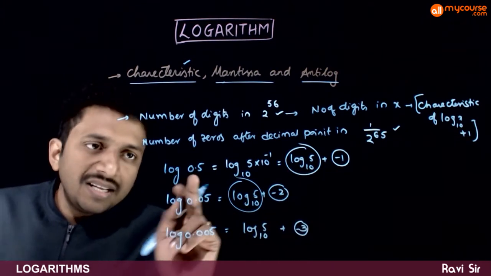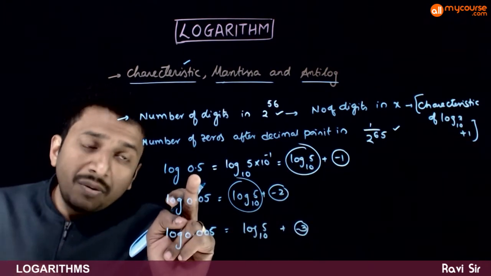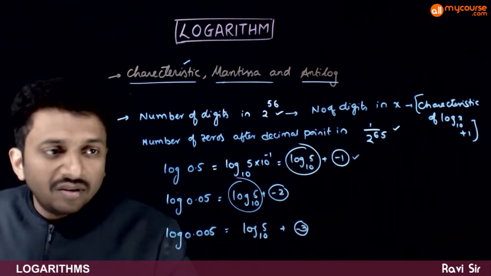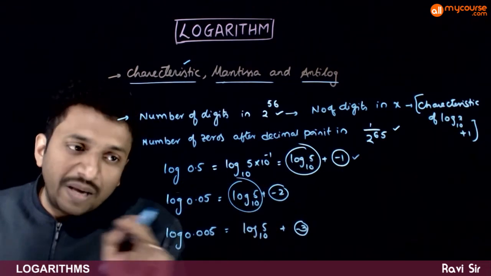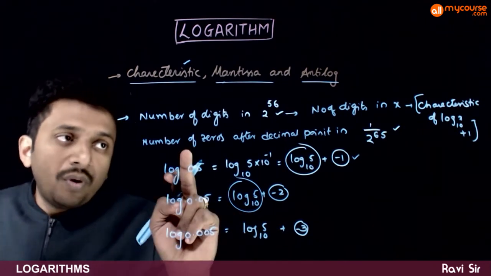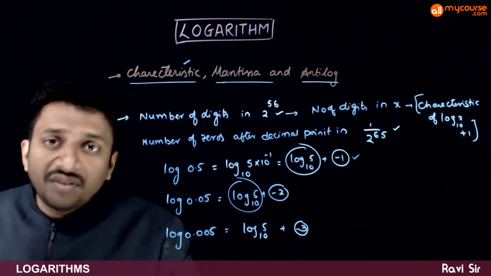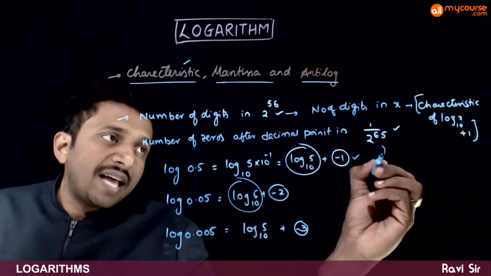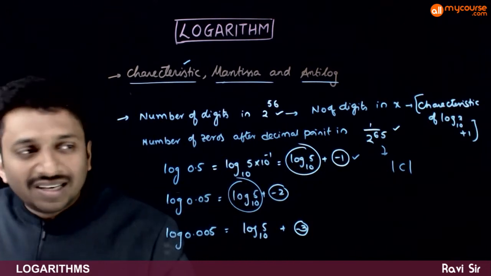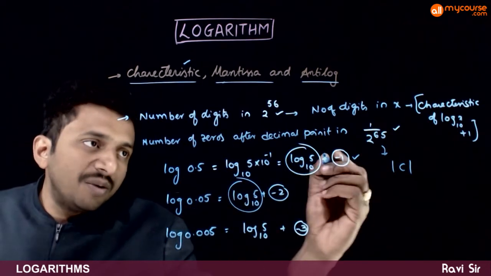Now as you can very clearly see, if there is no 0 just after the decimal point, you get characteristic as minus 1. If you have 1 zero, the characteristic is minus 2. If you have 2 zeros, the characteristic is minus 3. So if you want the number of zeros immediately after the decimal point, you just need to find the characteristic of this and take the modulus of the characteristic. It is the absolute value. You just remove the sign.